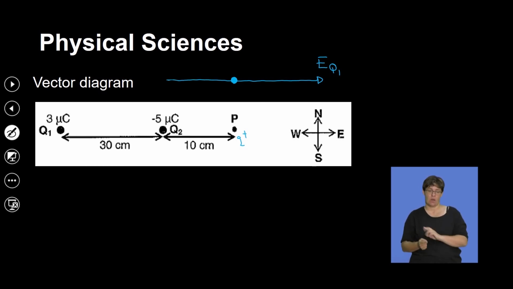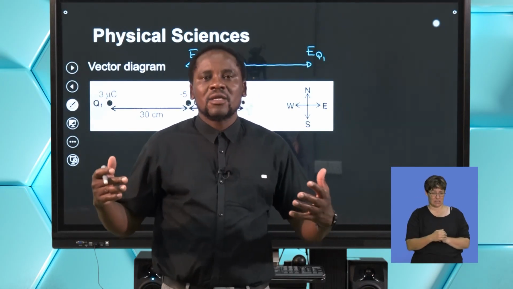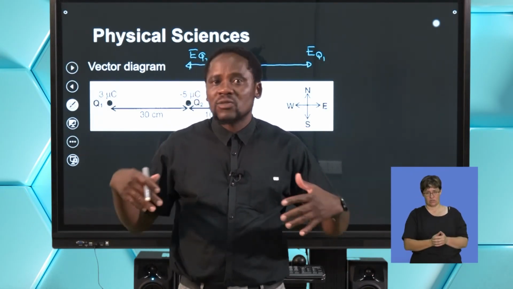It will experience a force westwards. So this is E due to Q2. But I also need to just highlight something. These are just sketches. This is not a scale diagram.